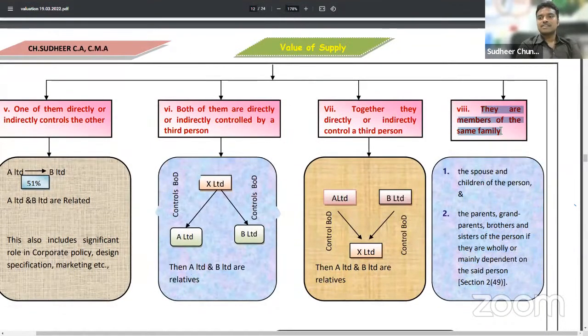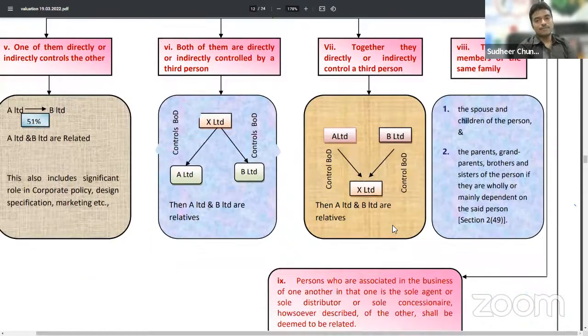That is, they are members of the same family. That means spouse, children: any transaction between an individual and his spouse, any transaction between an individual and his children, grandparents, will be regarded as a related party transaction. On open market value, GST would be levied.